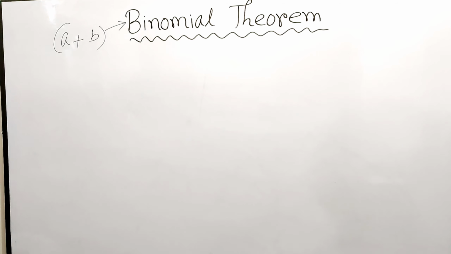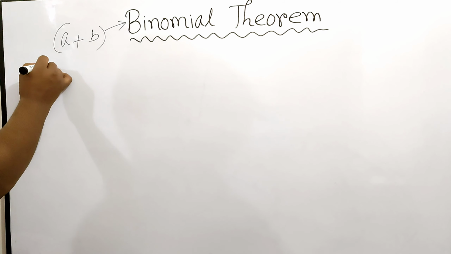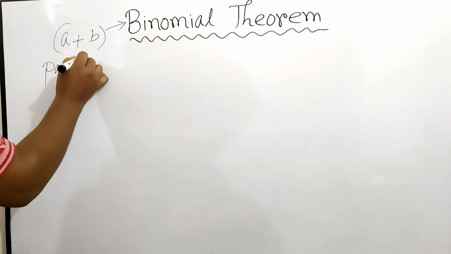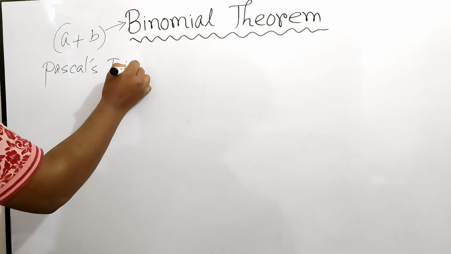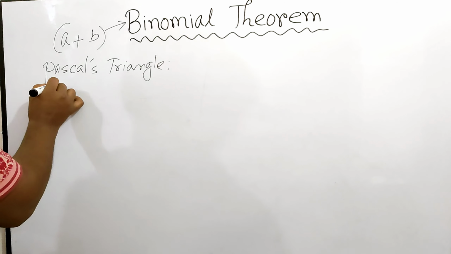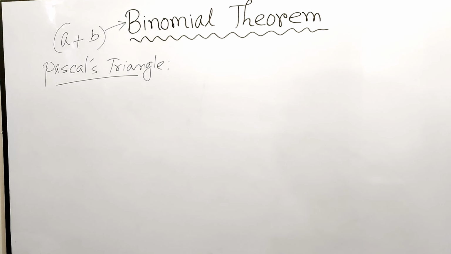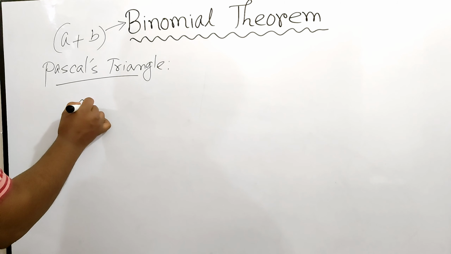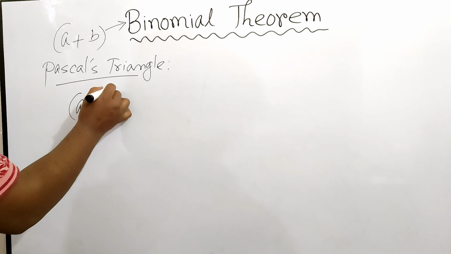Before starting the binomial theorem, we first need to know Pascal's triangle rule. So now we learn Pascal's triangle. How does it come? First we will expand this binomial up to power 4, then we can see the pattern of the coefficients of the terms, and it looks like a triangle, and that's why it is called Pascal's triangle.